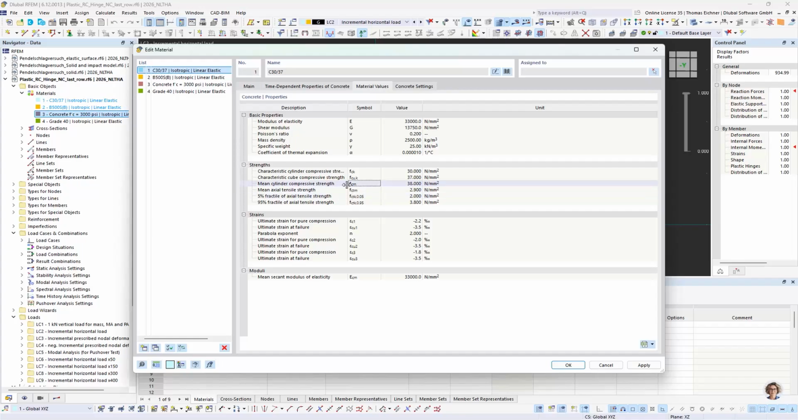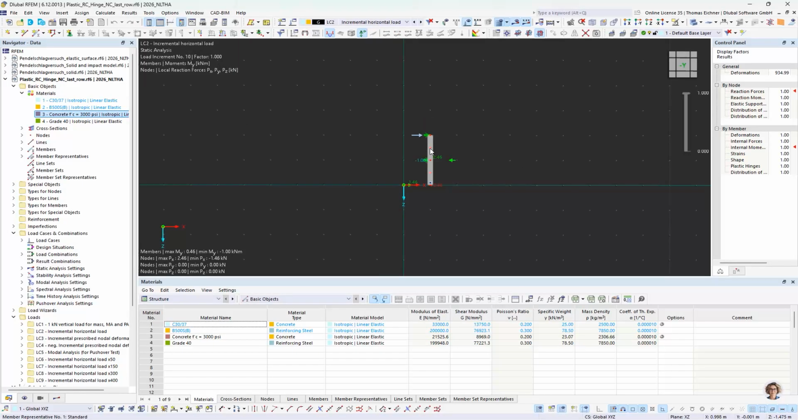Okay, but anyway, here for the hinges, the FCM is used and not the FCK. So the general rule is if there's a mean or estimated value, it should use it. If there's none of that, it will just use the standard value. Okay, and that's about it.